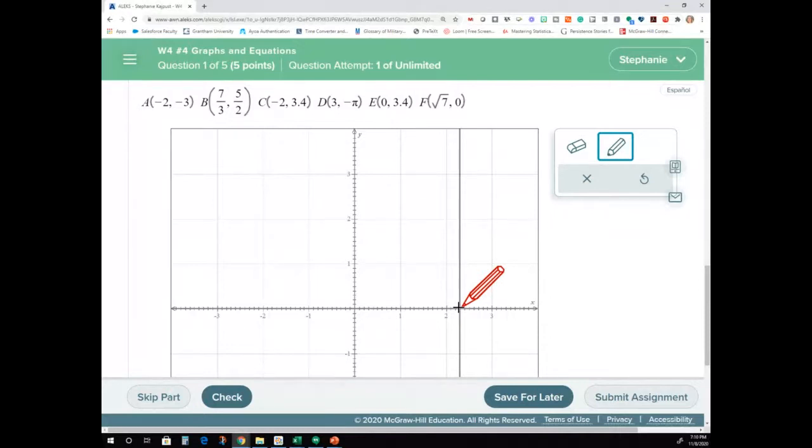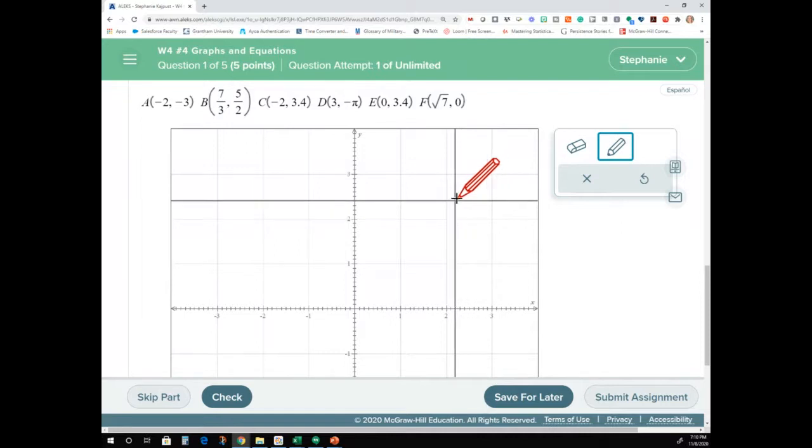Now the y value for point B is 5 over 2. So what I do, 5 divided by 2, that's 2.5. So my y needs to be up at 2.5. So I need to be very careful here with my mouse. I don't want to move the x. And I'm going to go up 2 and then up 5 more. 1, 2, 3, 4. Oh, shoot. 5. You want to be very careful.